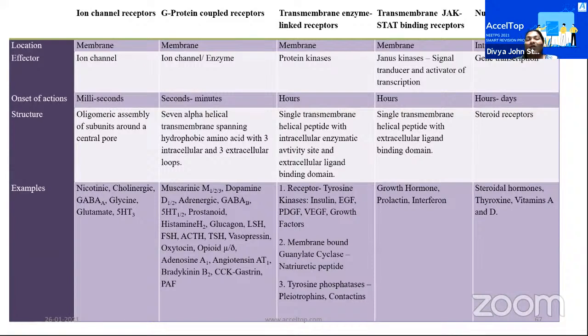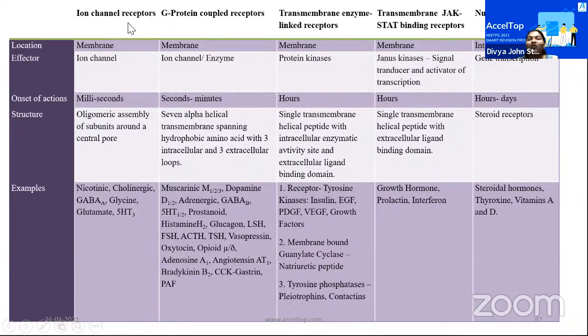Now this is one favorite area of questioning in most competitive exams. They will ask what is the type of receptor for this agonist, antagonist or drug. This is one flashcard that you will have to remember and recall. Receptors are basically classified as ion channel receptors, G protein coupled receptors, transmembrane receptors, which could be tyrosine kinase kind of receptors or JAK-STAT binding receptors, and nuclear receptors. We'll quickly revise the salient features of each.